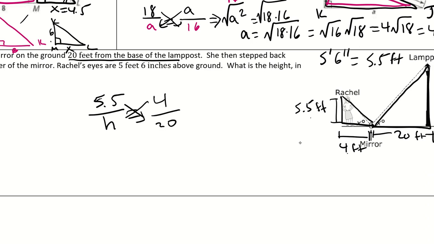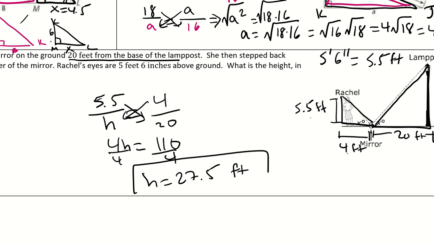And so we can cross multiply here. So we get 4 times h equals 5.5 times 20. 5.5 times 20 is 110. And then we're going to divide by 4 on both sides. So h is equal to 27.5 feet. So that's how tall the lamppost is.